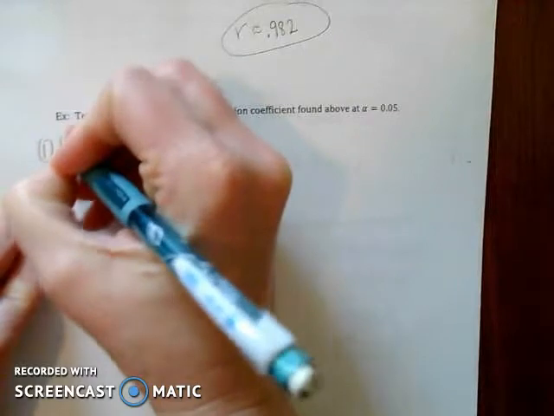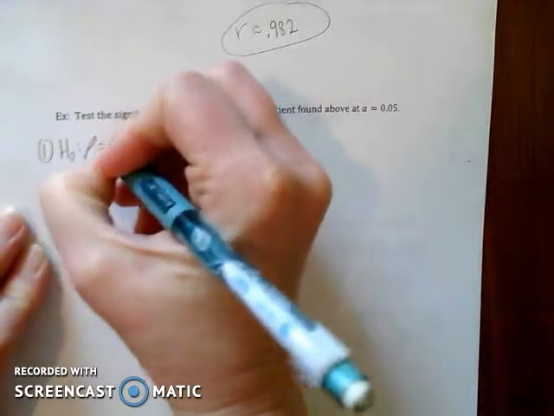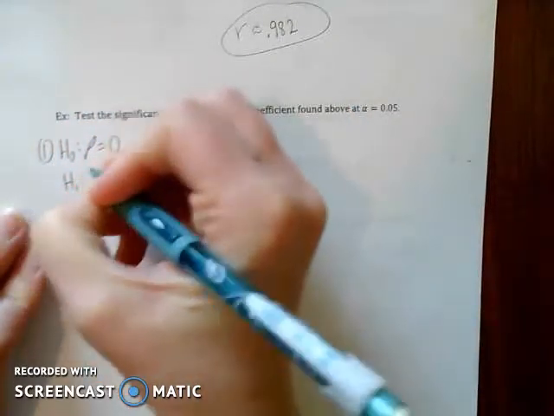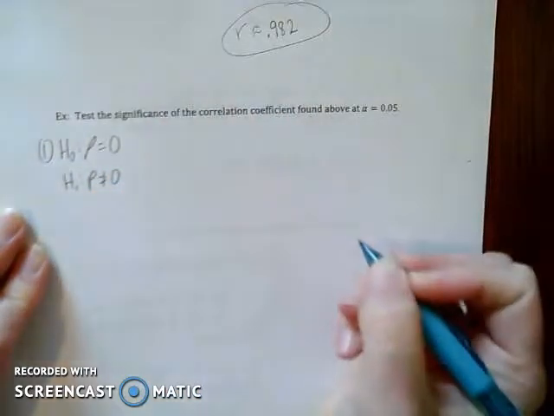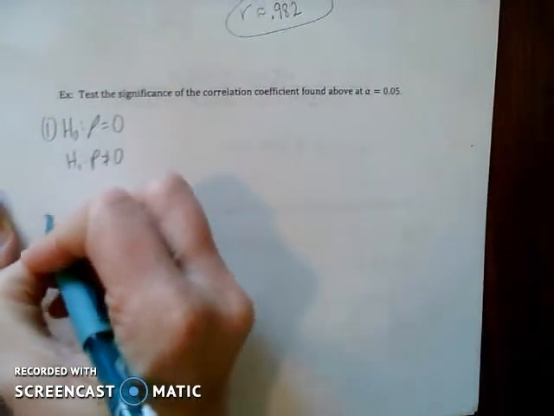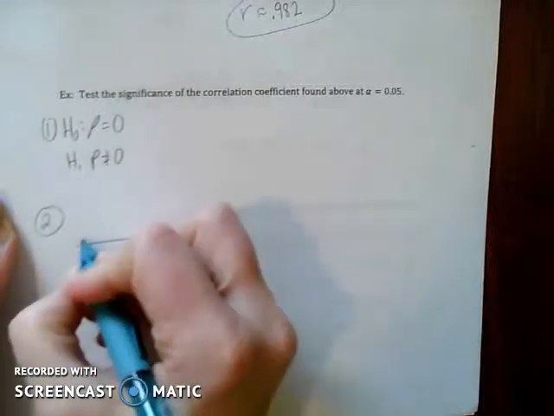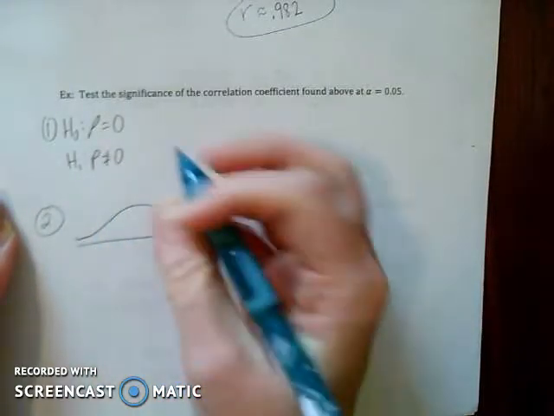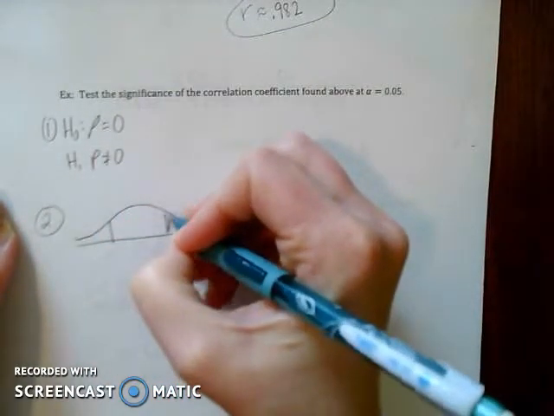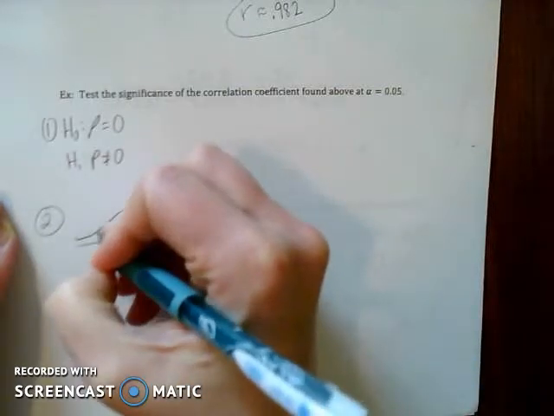So step 1, your null hypothesis is that rho is equal to 0. Your alternative is that rho is not equal to 0. Step 2, again, up to you whether you draw the picture or not, but it's always going to be a two-tailed test because it's always not equal to.